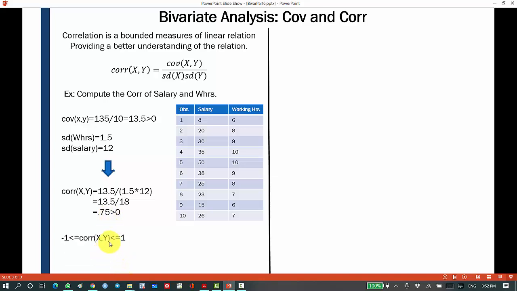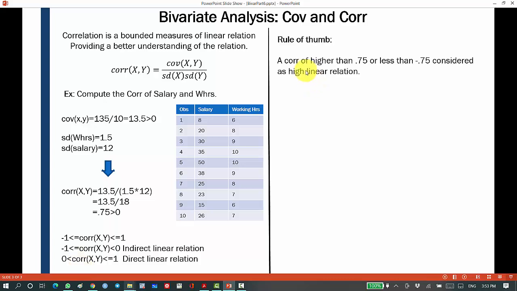Remember that the correlation takes values between -1 and +1, including these two numbers. If correlation is between -1 and 0, that's if correlation is negative, that's an indication of indirect linear relation. If correlation is positive, that is, if correlation is between 0 and 1, that is an indication of a direct linear relation. Of course, if the correlation is 0, there is no linear relation. Based on a rule of thumb, if the correlation is higher than 0.75 or is smaller than -0.75, that linear association is considered to be high.